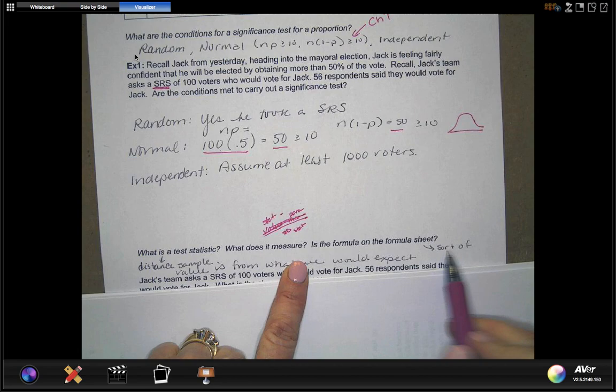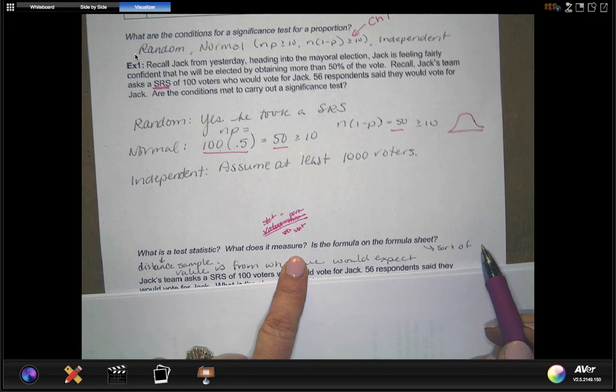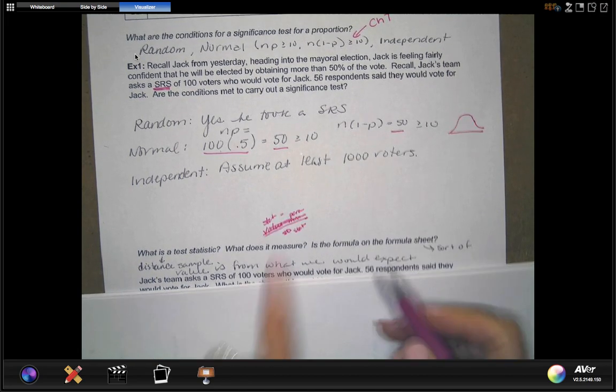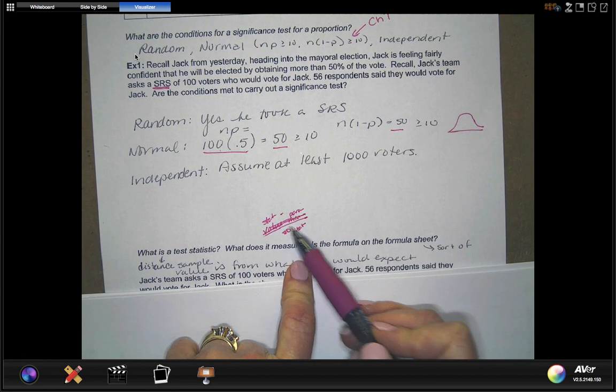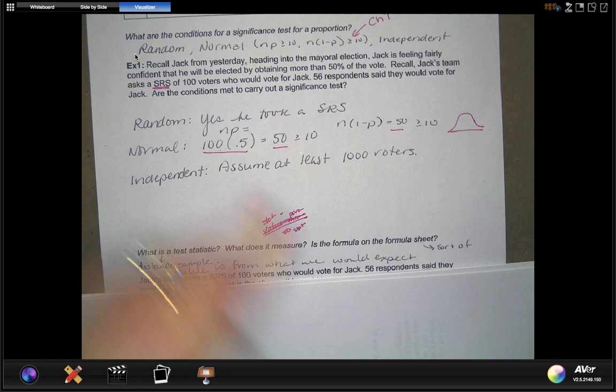Is it on the formula sheet? It's sort of on the formula sheet. So on the formula sheet, it's just written kind of like how I've written it here, so it's pretty generic. So you're going to have to piece it together to kind of figure out what it is.